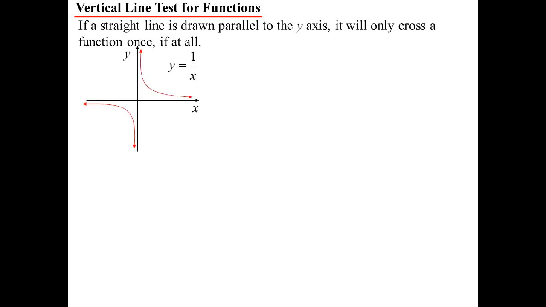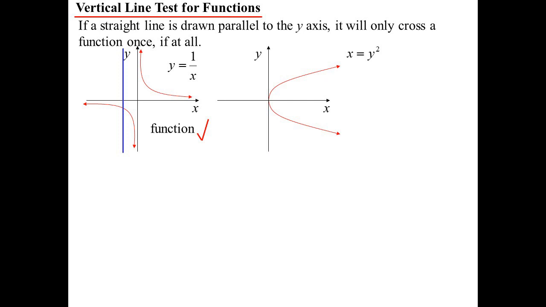So there's the hyperbola I was just talking about. Doesn't matter where I put that vertical line, it will only cut it a maximum of once. So yeah, that's a function. As opposed to a parabola on its side, that would be x equals y squared. No good, because look, I can draw a vertical line and it cuts it twice. No. Not a function, that's just a relation.